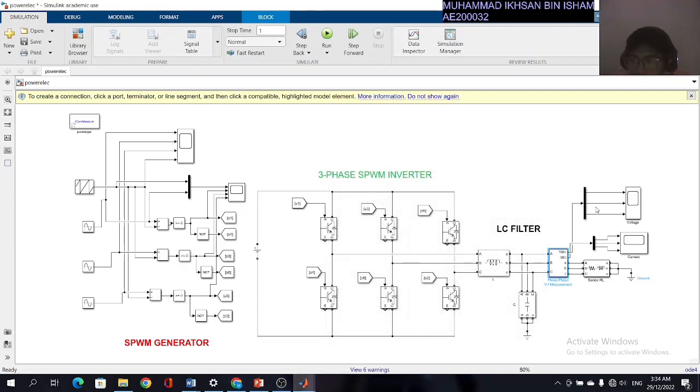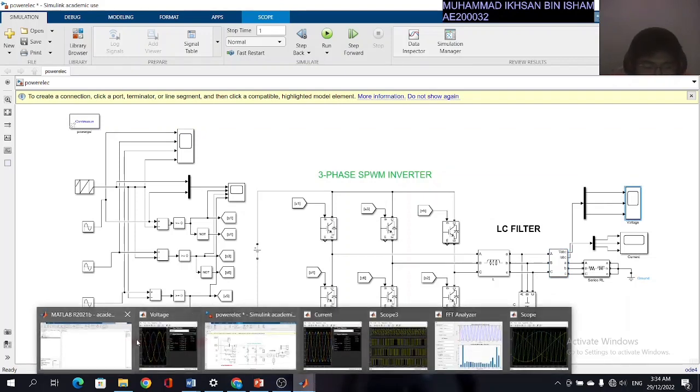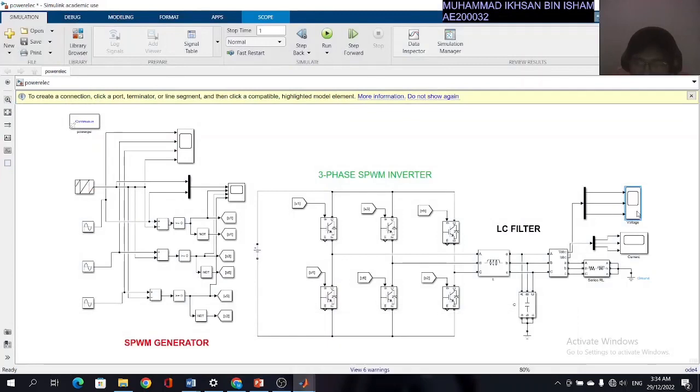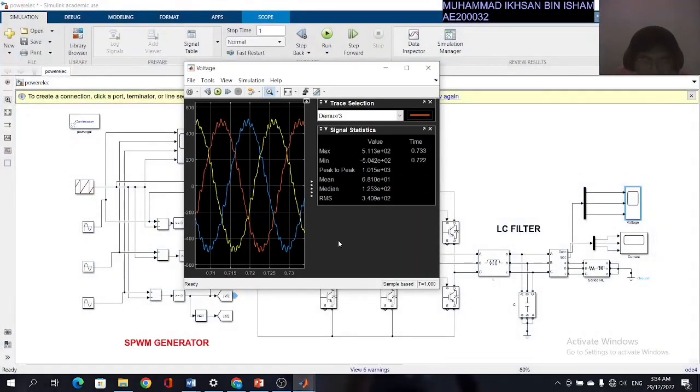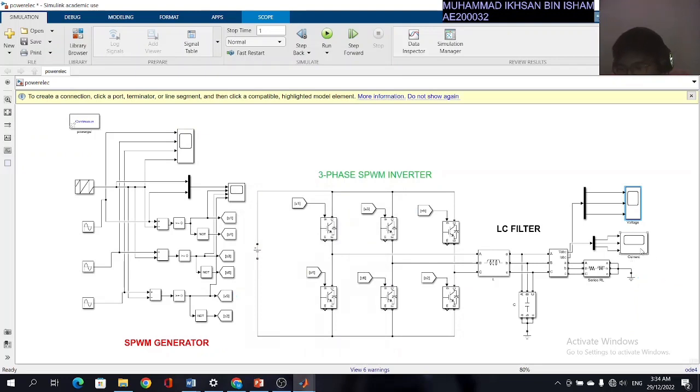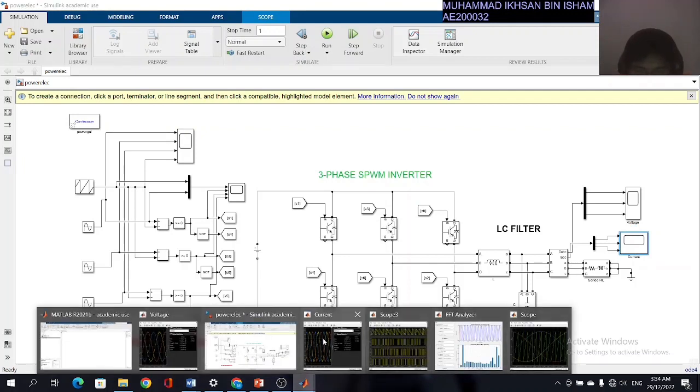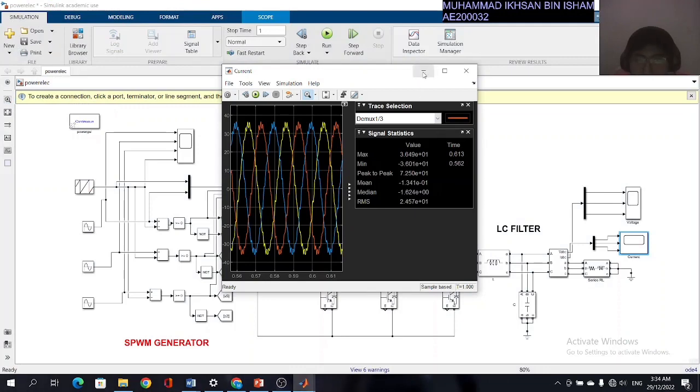And then we go to the scope. At the scope, this is the voltage scope if we want to measure the voltage. After we run the circuit, we get this answer. After that, this is the current. If we want to measure the current, we press this, then we get the answer here. That's all.